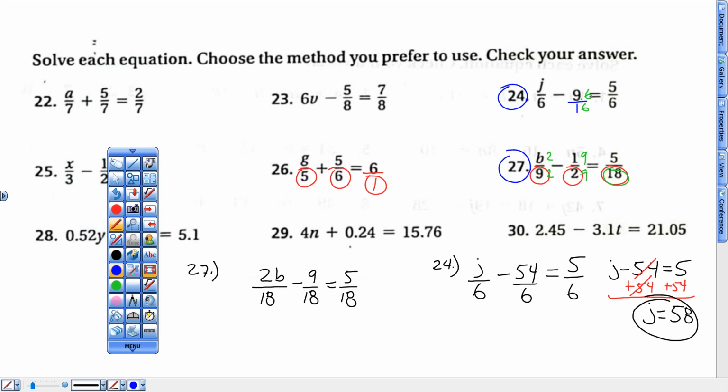So just that top part gives me 2b minus 9 equals 5. And then I'm going to plus that 9 right there. And that gives me 2b equals 14, and then divide by 2, gives me b has to be 7 for this answer to be right.